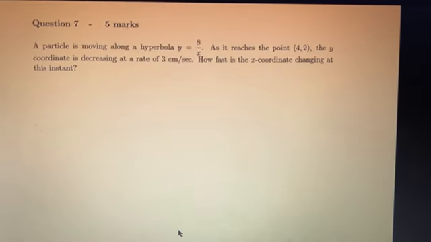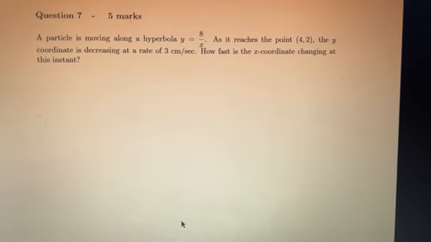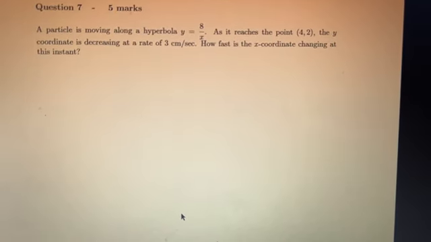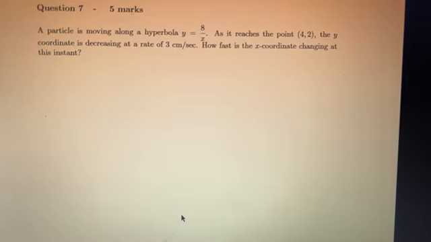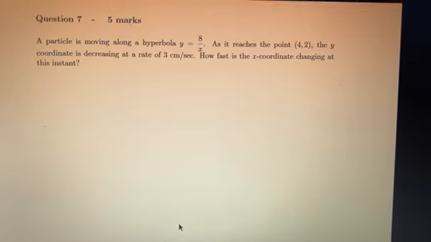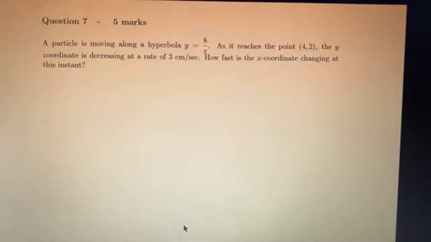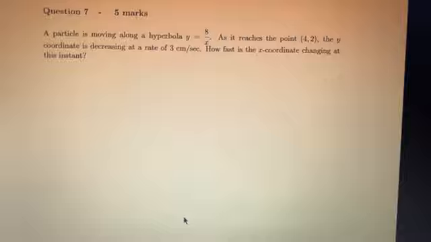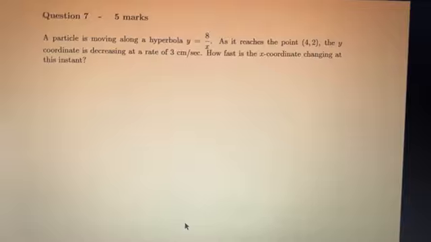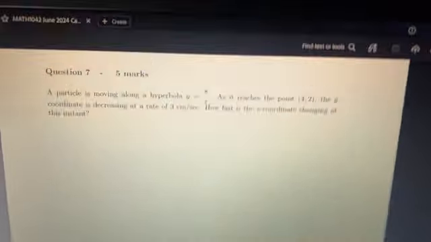How fast is the x coordinate changing at this instant? So we want to find out how fast the x coordinate is changing at the instant where the y coordinate is changing by -3, because it says decreasing. Decreasing gives you a sign of a negative if it's a derivative, and we have the point (4, 2). Let me show you guys what that implies.